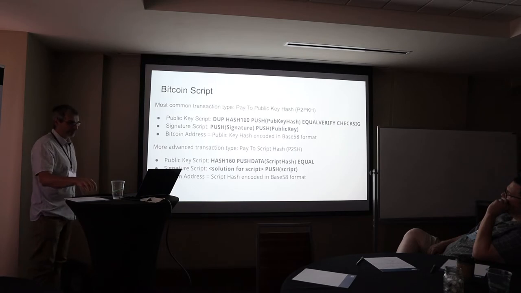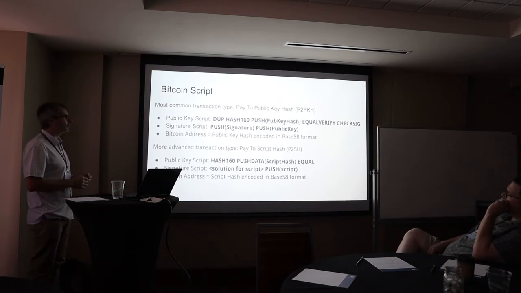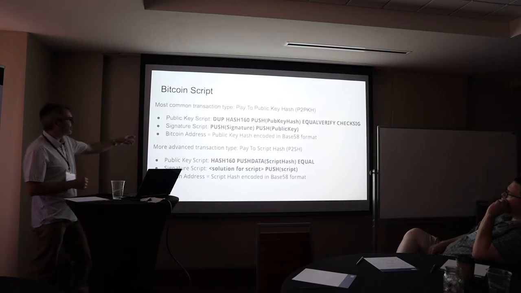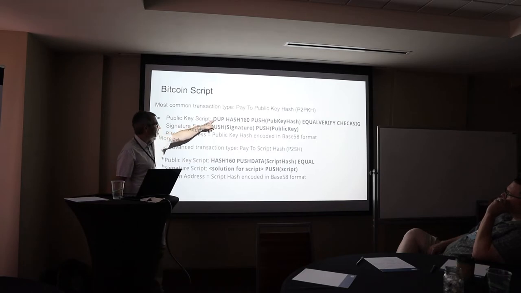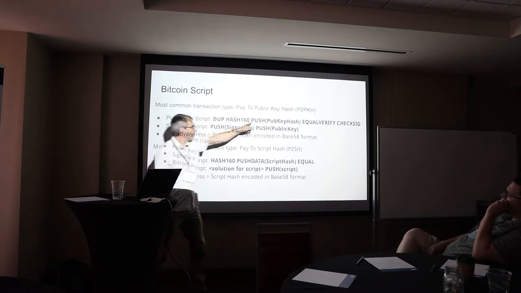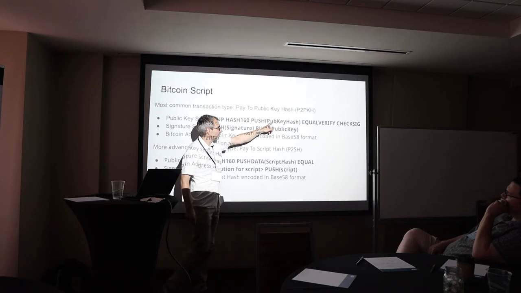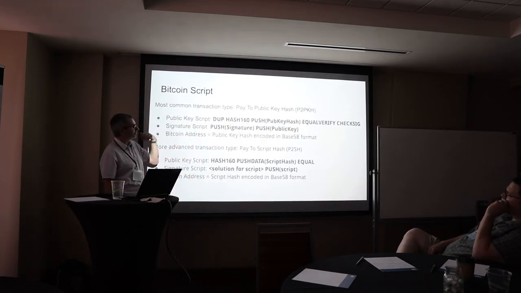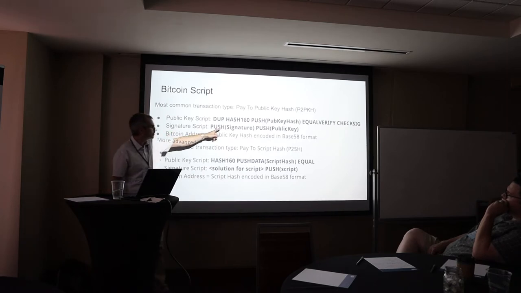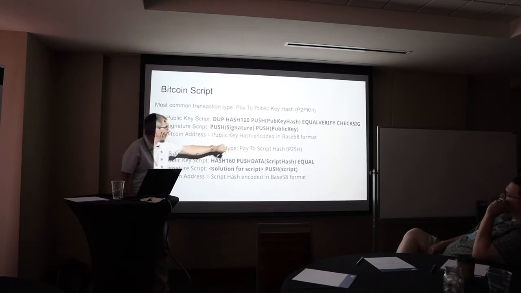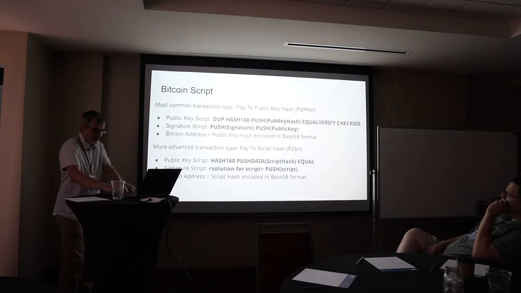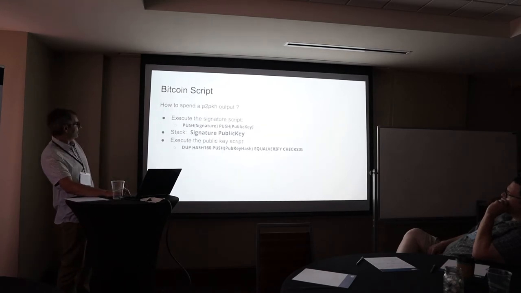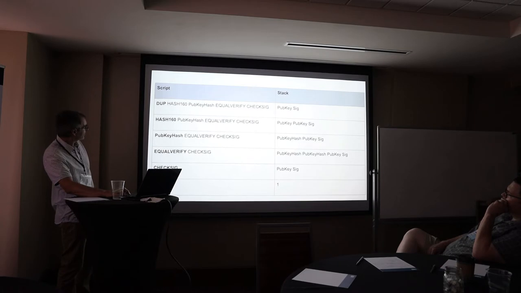One of the most common scripts you find on the Bitcoin blockchain is effectively public key hash. The public key script is: duplicate, hash, push a public key hash, check that the value is the same, and then check the signature. To spend it, you have to provide a signature and a public key. I think this one will show you exactly how it's executed.